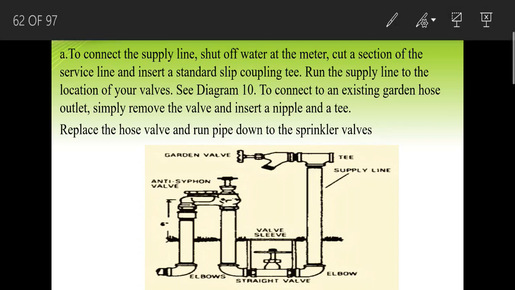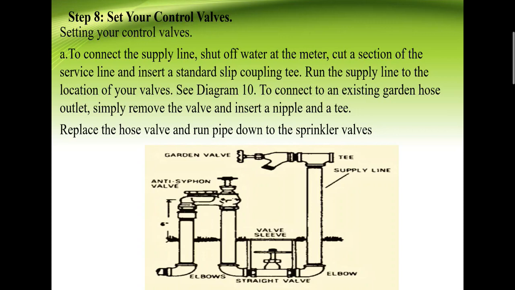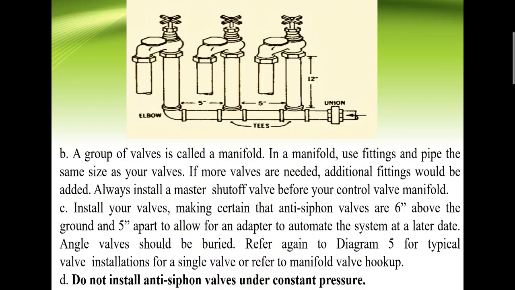As you can see in the diagram, we have the garden valve, T, supply line, elbow, straight valve, valve sleeve, elbows, anti-siphon valve. And the other is we have elbows, T's, and so on. A group of valves is called a manifold. In a manifold, use fittings and pipe the same size as your valves.